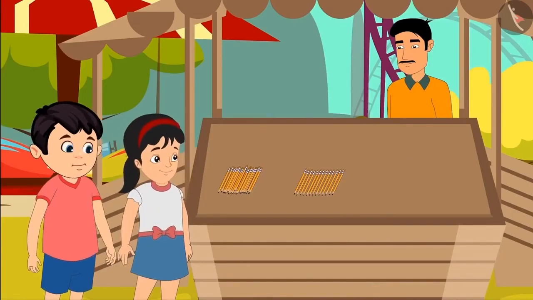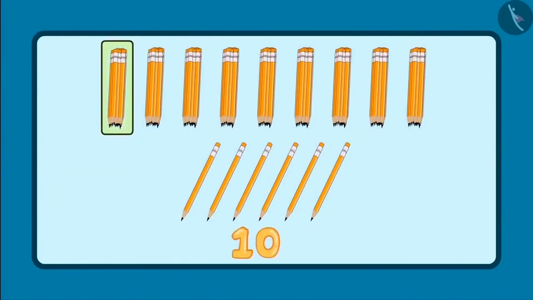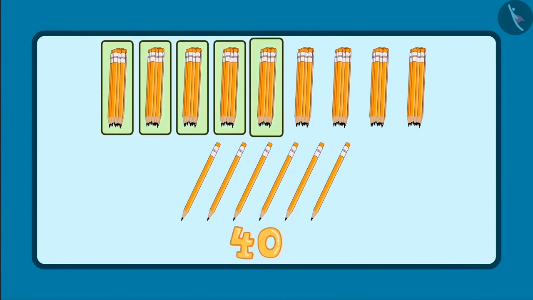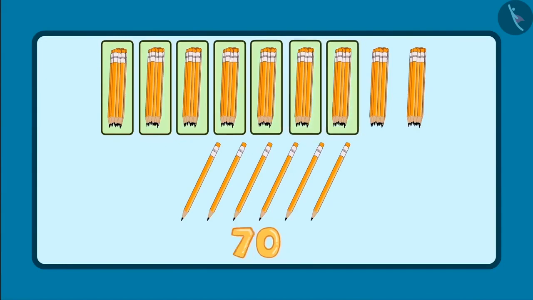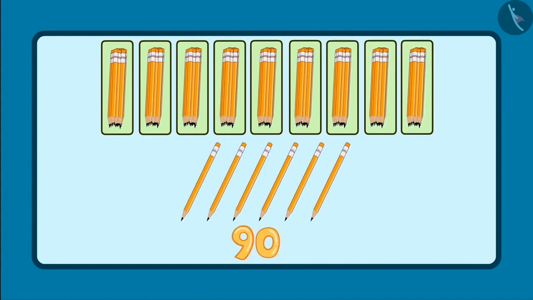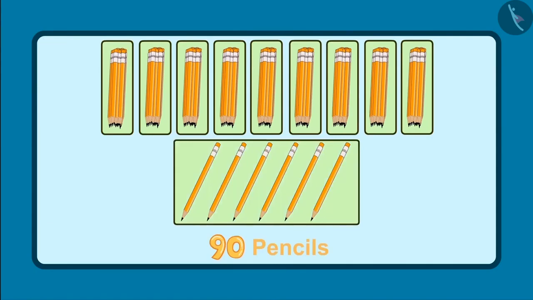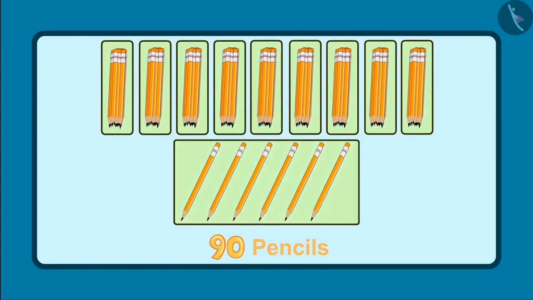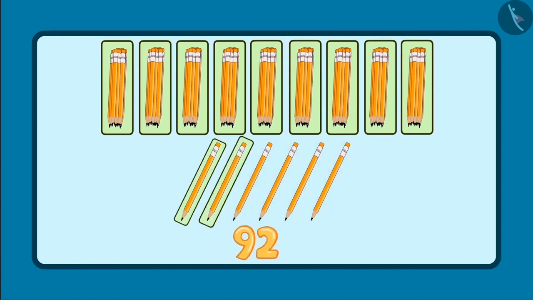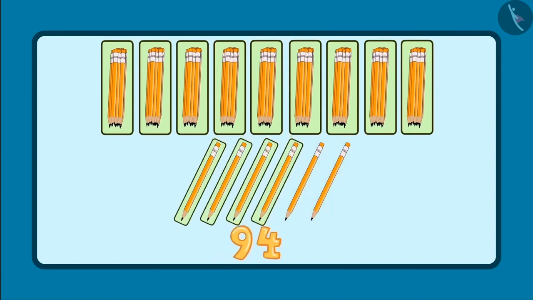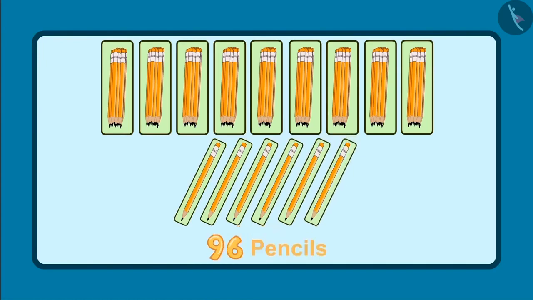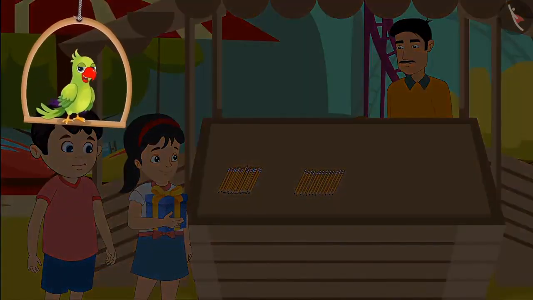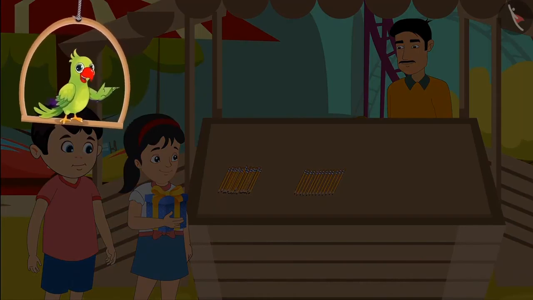Okay, Chotu. So these are 10, 20, 30, 40, 50, 60, 70, 80, and 90. This means there are 90 pencils and plus 6 pencils more. So first of all, there are 90 pencils and 6 more pencils with me. So 91, 92, 93, 94, 95 and 96. So there are 96 pencils. Children, Pinky said it right and got the prize also.